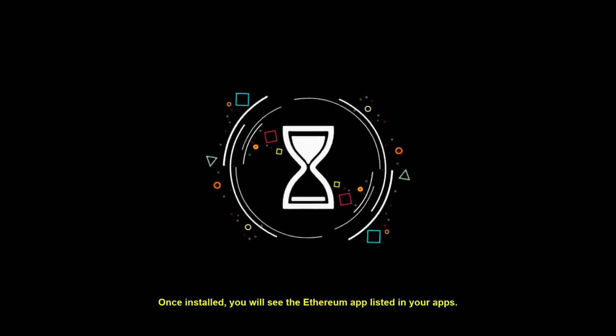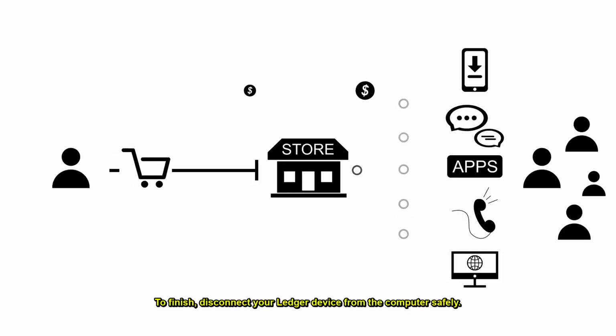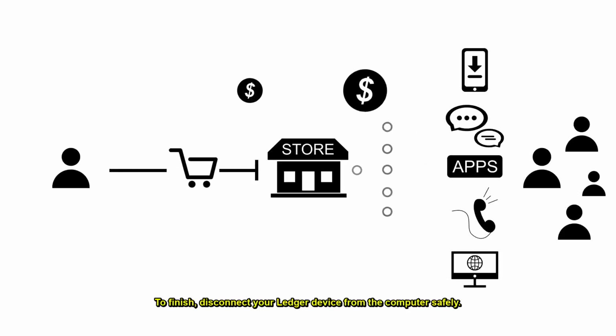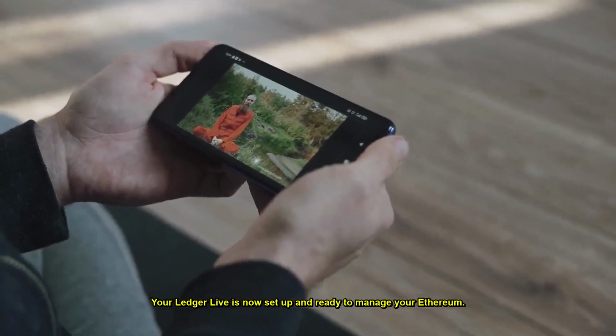Once installed, you will see the Ethereum app listed in your apps. To finish, disconnect your Ledger device from the computer safely. Your Ledger Live is now set up and ready to manage your Ethereum.